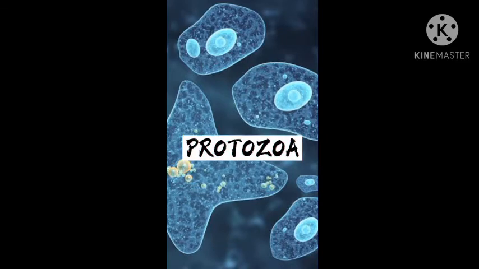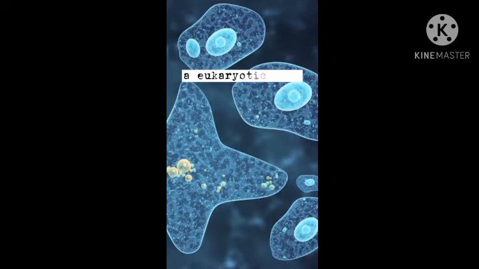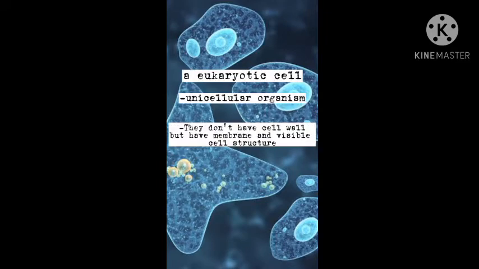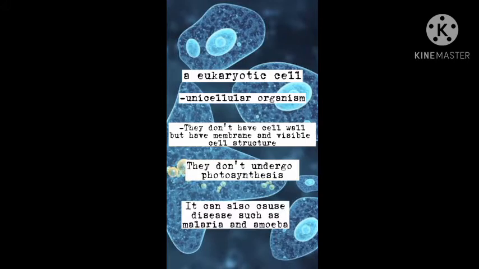Protozoa. Protozoa are also eukaryotic cells. They are unicellular organisms. They don't have a cell wall, but they have a membrane and visible cell structures. They don't undergo photosynthesis. Protozoa also cause diseases such as malaria and amoebiasis.